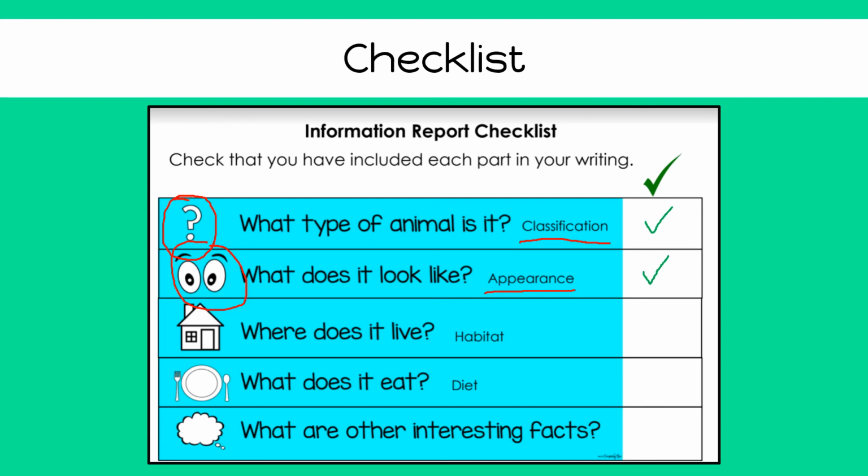And the next one, let's have a look. Where does it live? Yes, we did that today. That was the lion's habitat. We wrote that sentence. And the next one, what does it eat? Its diet. We did that the other day, so we can put a tick there. Now that leaves just one more section, interesting facts. So we will do that in our next lesson to complete our gathering information chart.